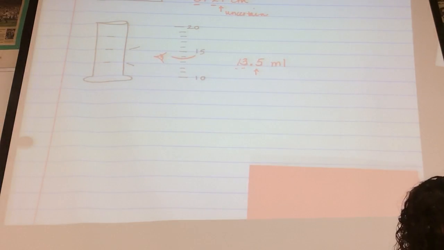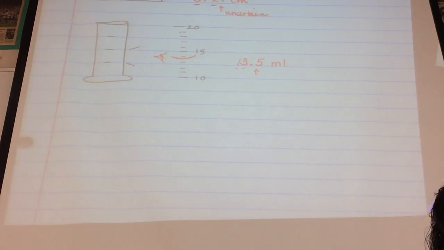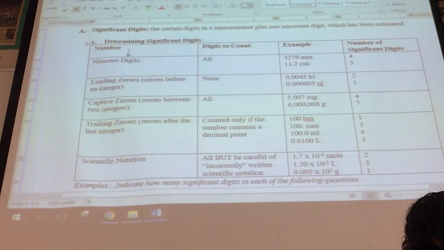Now we want to learn all the rules of determining significant digits. And the rules are pretty straightforward. I think you'll find great success with this section. We want to look at the rules to determine sig figs. There are a whole series of rules listed on the left. It tells you how many digits to count. It provides you with some examples and the number of sig figs or significant digits. We usually abbreviate as sig figs.